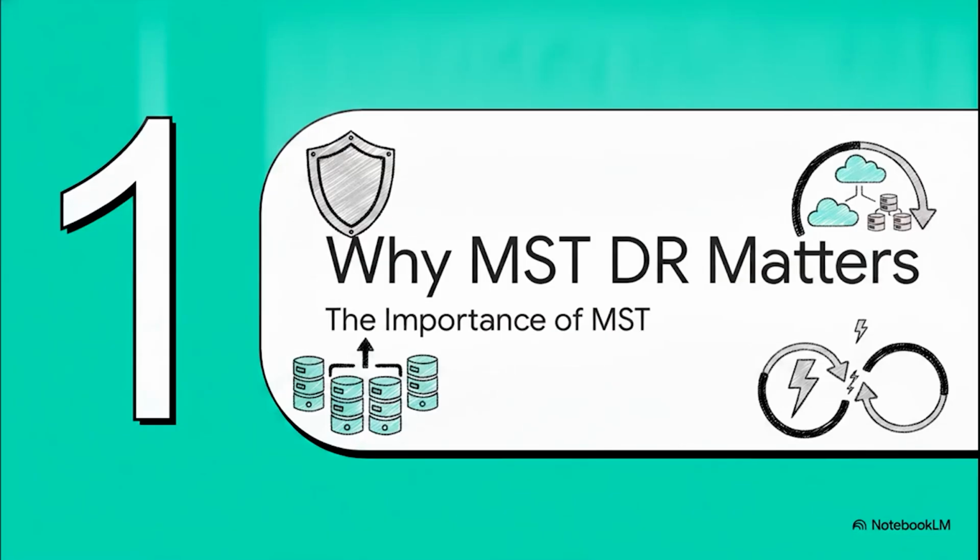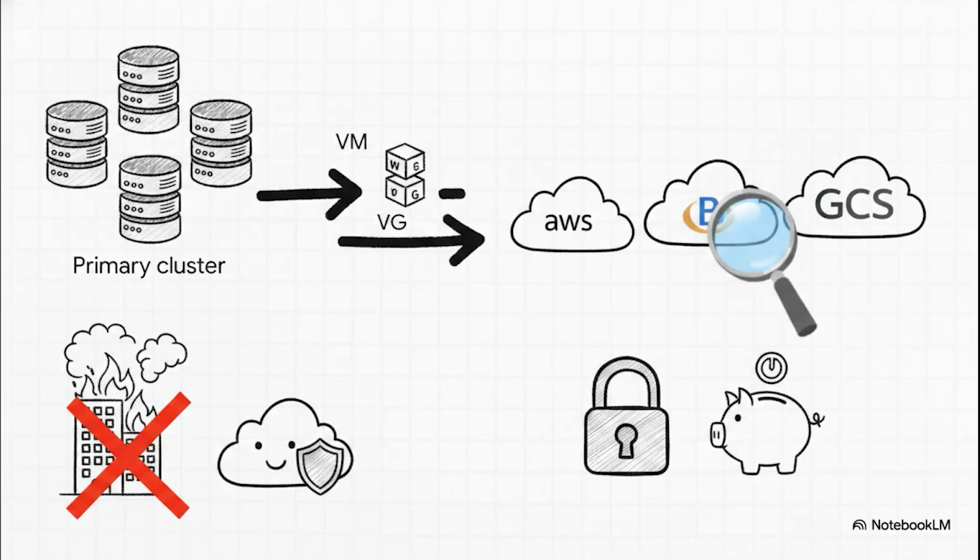All right, Section 1, why MSTDR matters. So, at its core, what is MST? Basically, it's a feature that completely decouples your recovery points from your primary cluster. It captures snapshots of your virtual machines, your VMs, and your volume groups, or VGs, and ships them directly to external object storage. We're talking AWS S3, Azure Blob, or Google Cloud Storage. Storing them out there means your backups are entirely independent of your source cluster.